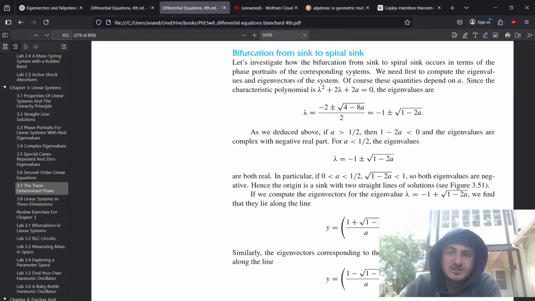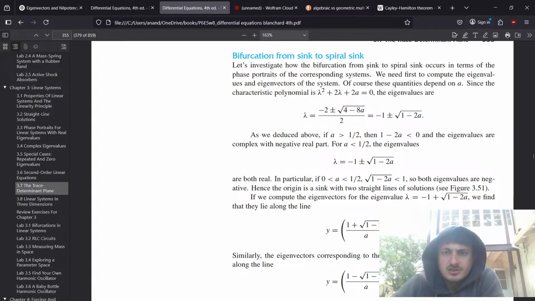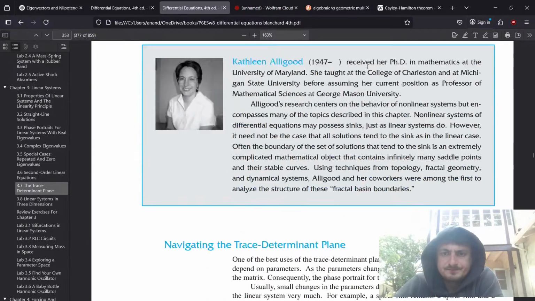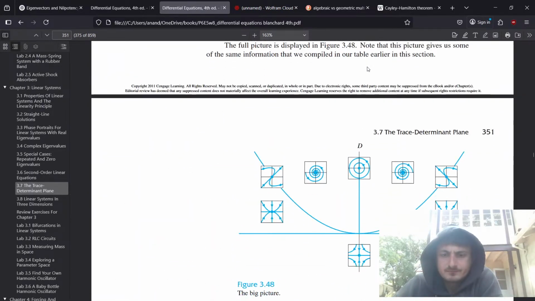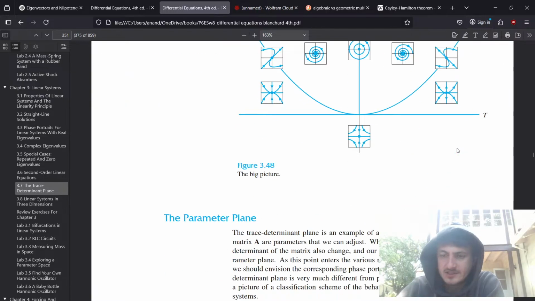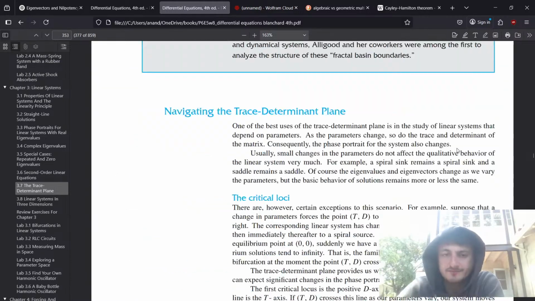Okay, so bifurcation from sink to spiral sink. Let's investigate how the bifurcation from sink to spiral sink occurs. So we have a sink, and we're going to go up to here and have a spiral sink. So we're increasing the determinant until we cross this, what is it called? The repeated root parabola.